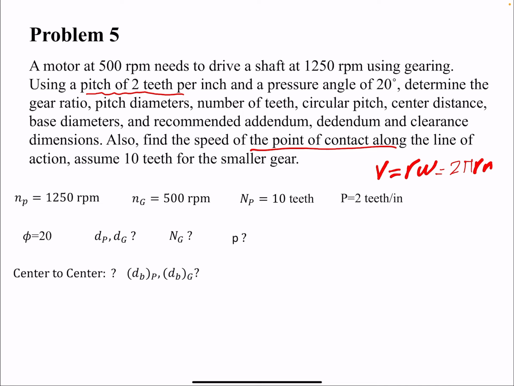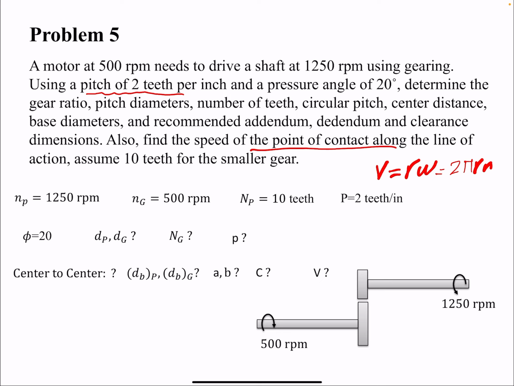When we have the pressure angle, we can find the base diameters or the base radius. A and B, addendum and dedendum respectively. C, clearance, which is just the difference between the two, B minus A. The velocity, again, this is the linear velocity, or omega. And here is just a schematic. We have 500 RPM, we are going to 1250. Of course, you have to go from a larger gear to a smaller gear because you want to increase the speed, and consequently the torque is going to decrease.